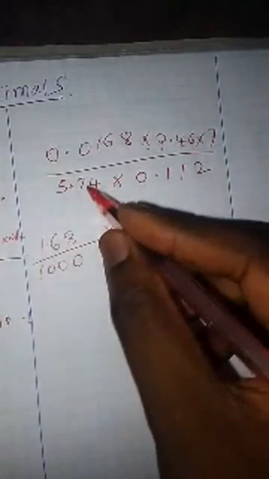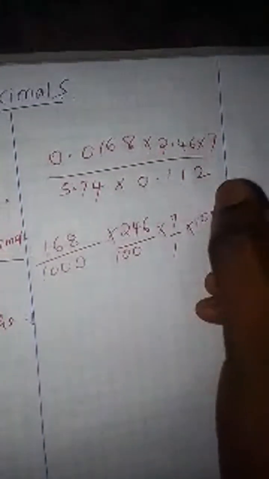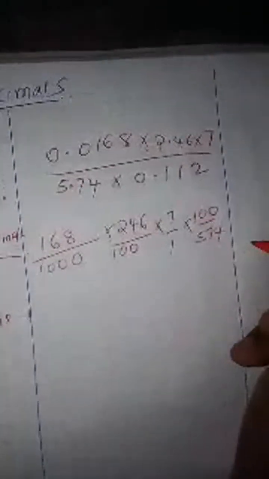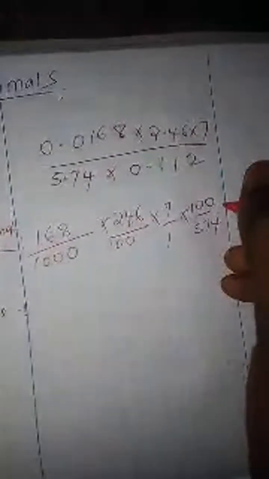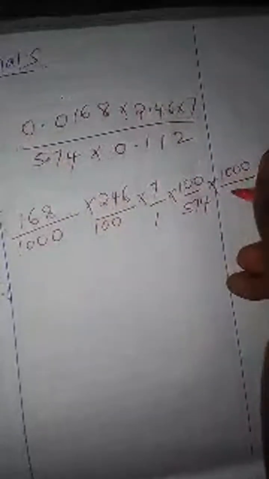Okay, I just want to work it out all at the same time. Multiply by, this one is now the reciprocal because it is over. So we have 100 over 574. If you have any question you ask, then multiply again. These ones we just change them to the reciprocal. Multiply by 1, 2, 3, so 3 zeros, all over 112.